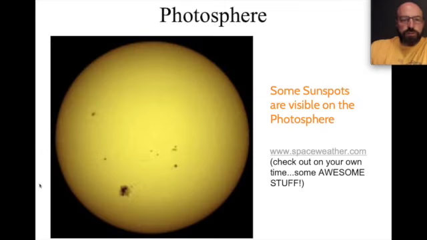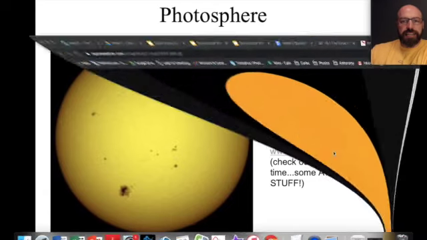Here's a picture of the photosphere, and this picture in particular has these areas here that we call sunspots. If you were to look at, I'm going to go to spaceweather.com, and we can see a picture of the sun today.